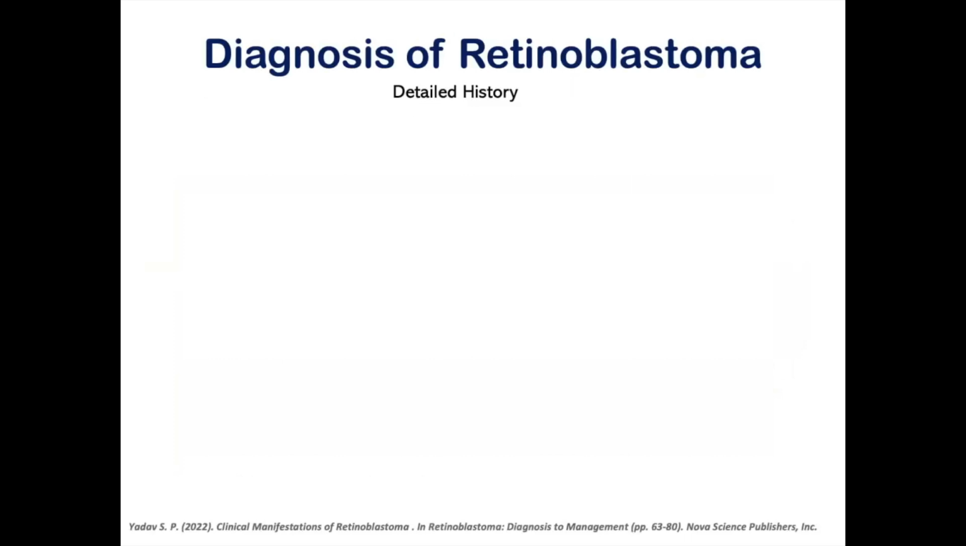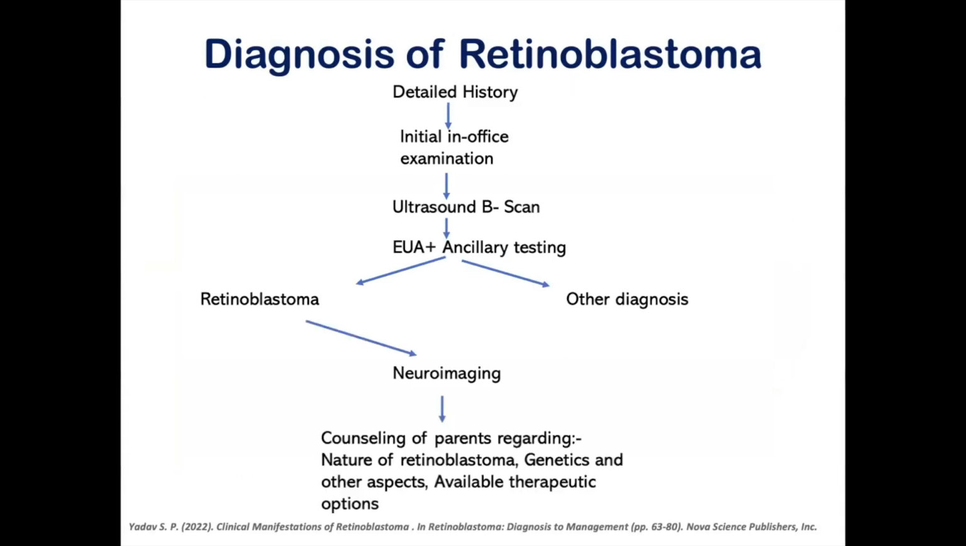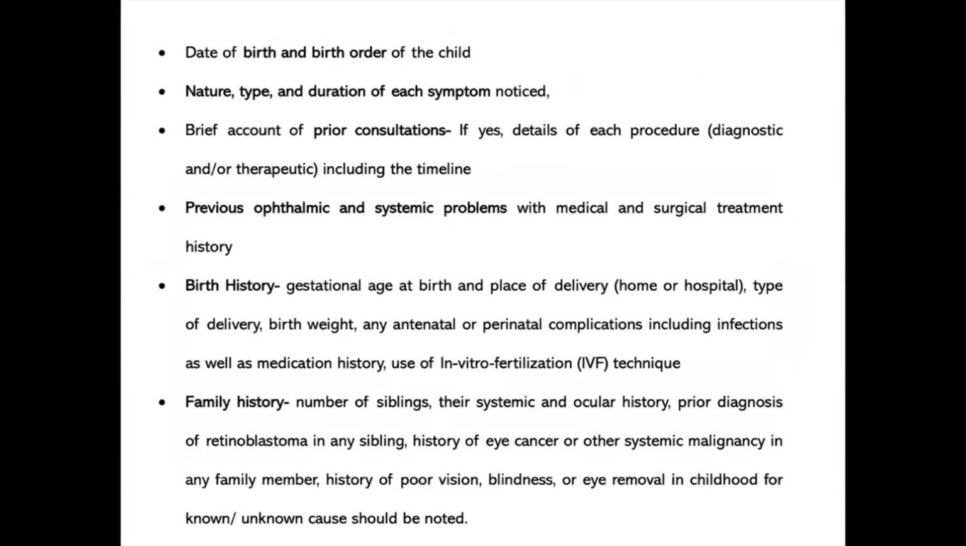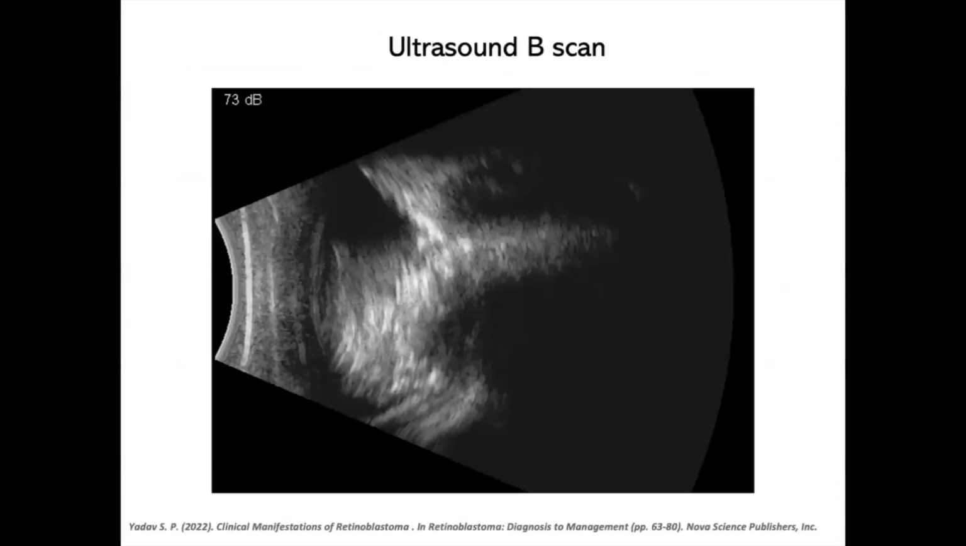In a suspected case of retinoblastoma, a systematic stepwise approach to involve detailed history taking, initial in-office examination, ultrasound B scan, EUA and ancillary testing can provide a diagnosis of retinoblastoma in around 90% of the cases, which is then followed by neuroimaging, followed by counseling of parents regarding the nature of the tumor, genetics and other aspects, and available therapeutic options. A detailed history taking involving the birth history, prior consultations and procedure history, and family history is essential.